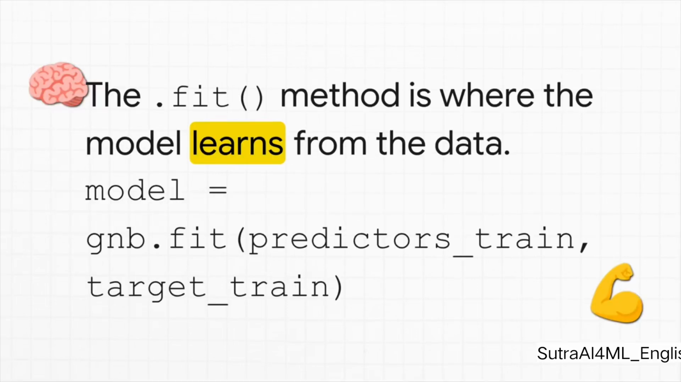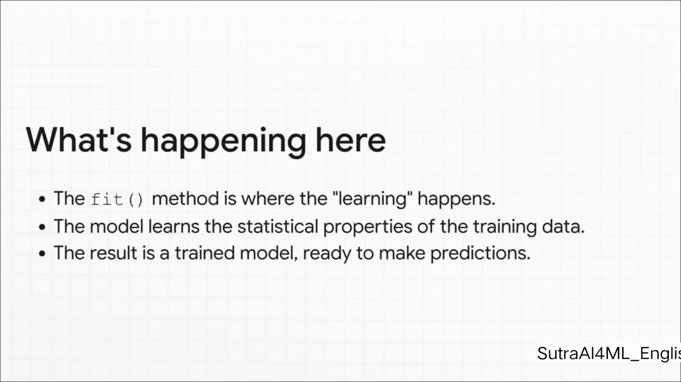And here it is. This one single line of code is where all the magic happens. Step 4, fitting the model. This is the moment it actually learns. So when we call that .fit method, we're basically telling our model, hey, look at this training data and figure out the relationship between the predictors and the target. It crunches the numbers, analyzes the patterns, calculates all the probabilities, and stores everything it learns inside that model object. The result? A fully trained model, ready for that final step.